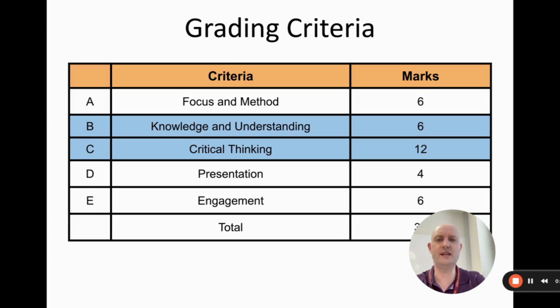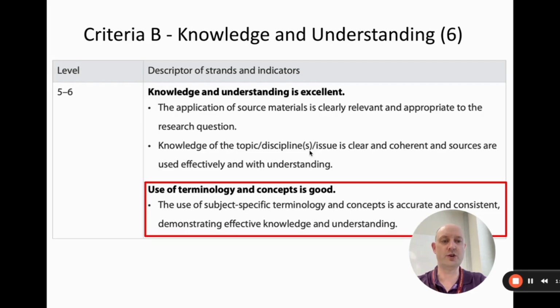So first off, this is the extended essay grade criteria. And in terms of what business management tools and theories to use, it's going to fall mainly under criterion B, knowledge and understanding. But also, if you use better parts of the syllabus, better tools and theories, then I think that your critical thinking is likely to be better. So I'll just show you what those two rubrics look like.